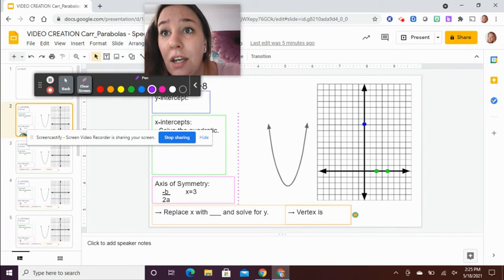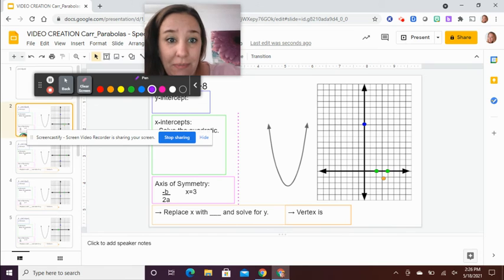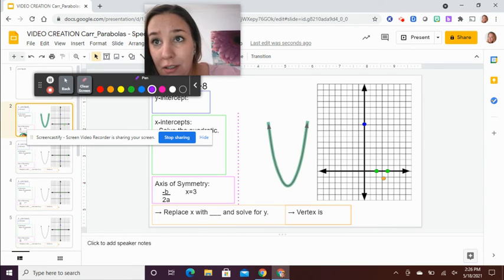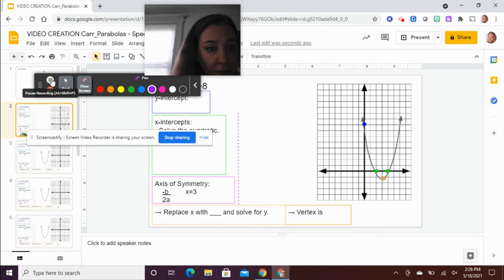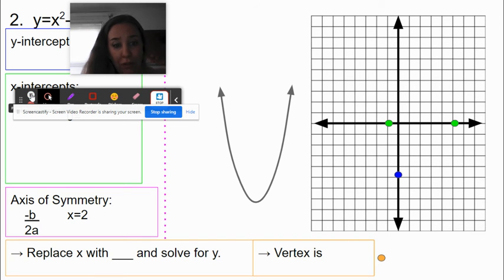So 3, negative 1 is right there-ish. Kind of. And then I know my parabola goes right there. Cool beans. Okay, I'm all over the place.